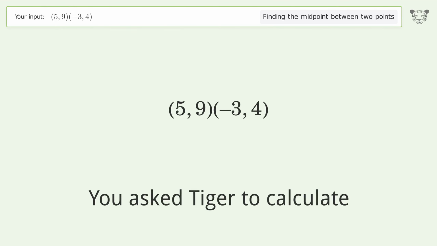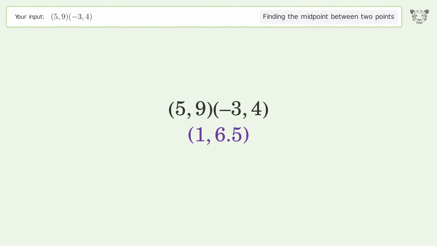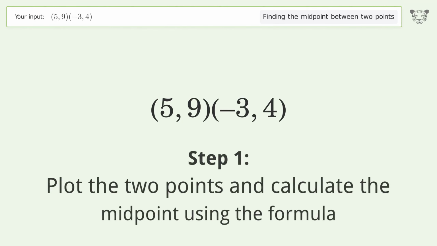You ask Tiger to calculate. This deals with finding the midpoint between 2 points. The midpoint between the 2 points is 1, 6.5. Let's solve it step by step. Plot the 2 points and calculate the midpoint using the formula.